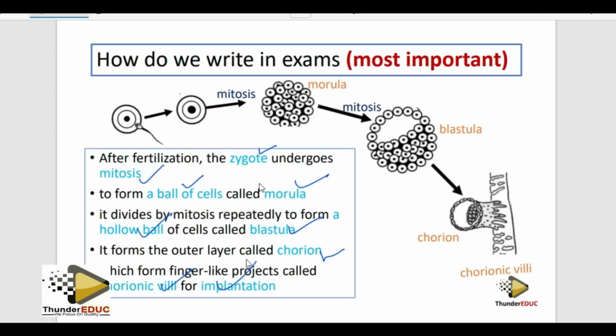I explained this one even before. Simple. Life science is easy.